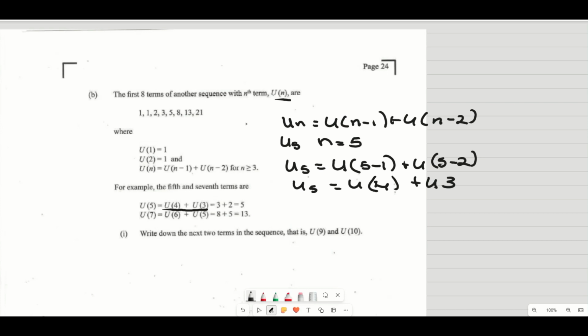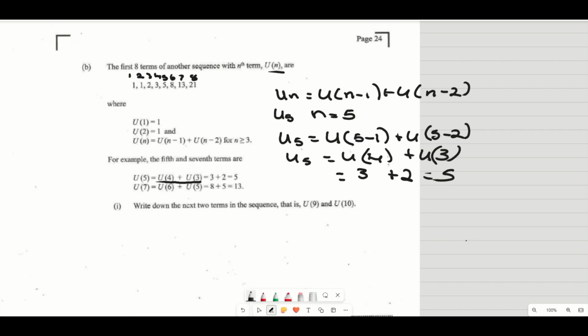Now, if you look at this, this is your first term, this is the second term, this is your third, this is your fourth, this is your fifth, sixth, seventh, eighth. So if I say u4, my fourth term is 3, and my third term is 2. So that's how I got 3 plus 2 is equal to 5. I'm just explaining this here. Write down the next 2 terms in the sequence, that is u9 and u10.